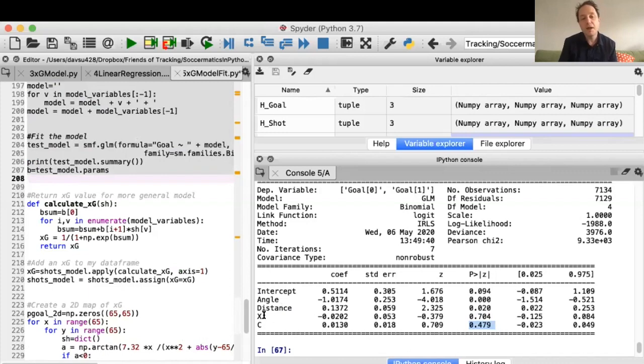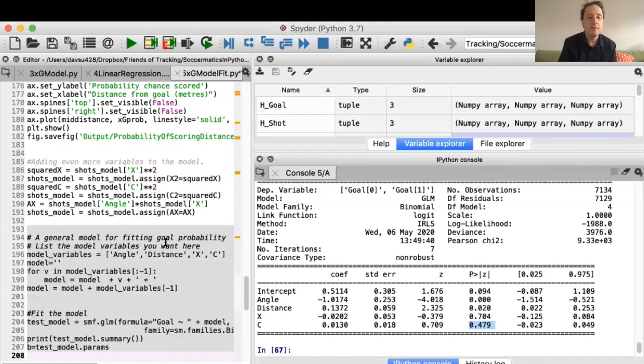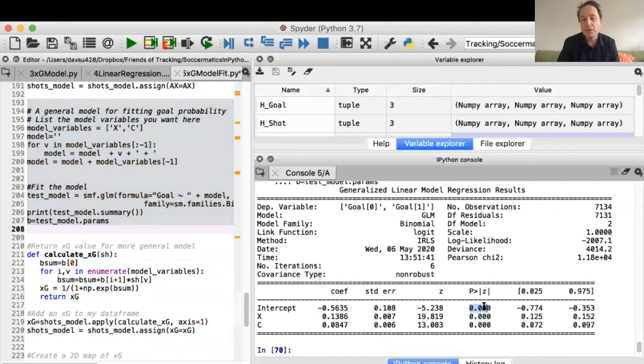I would encourage you to play around trying different additional parameter values and seeing if they give a better fit to the model than just using angle and distance. You can actually build a model just based on X and C, for example. You can see that this does give a good model. All of these p-values are less than 0.05, so this is a reasonable model.